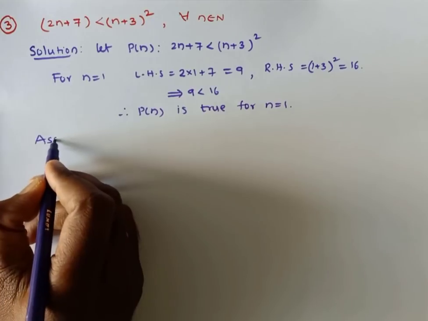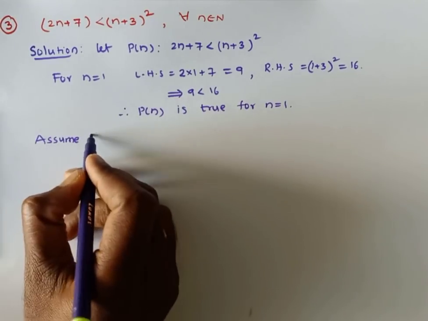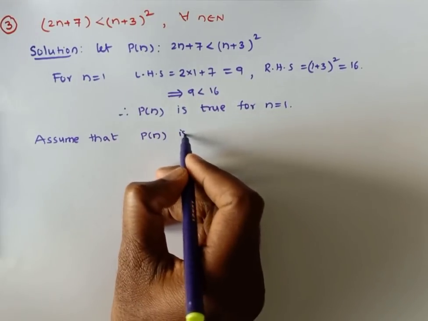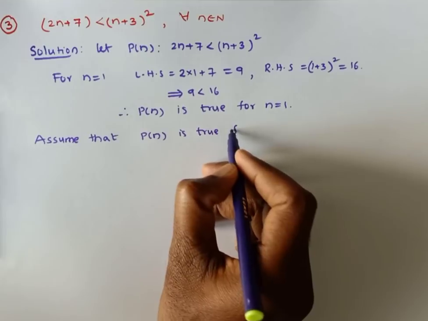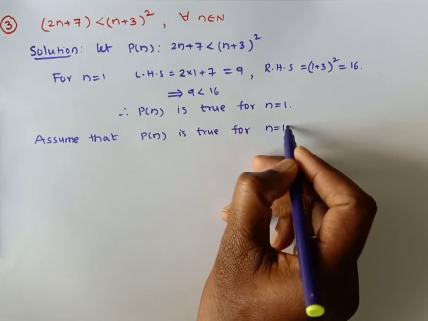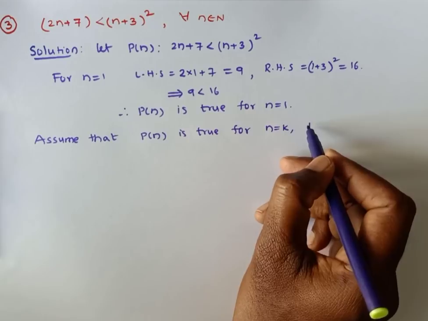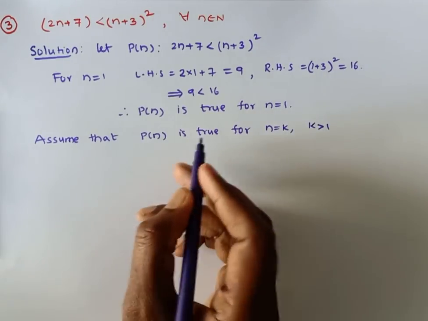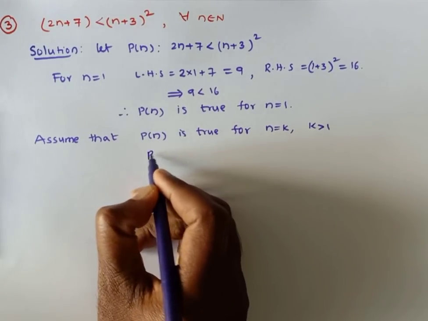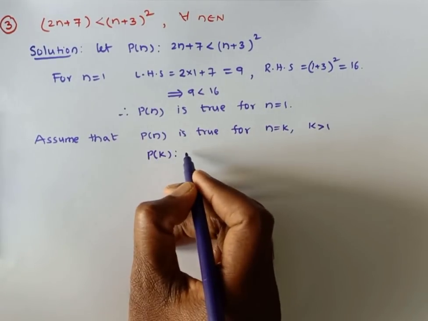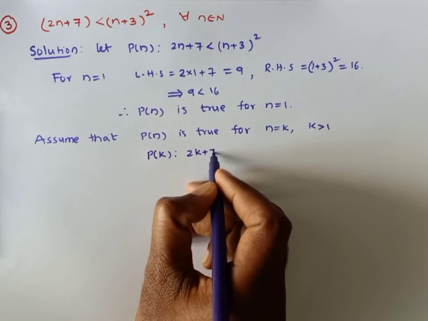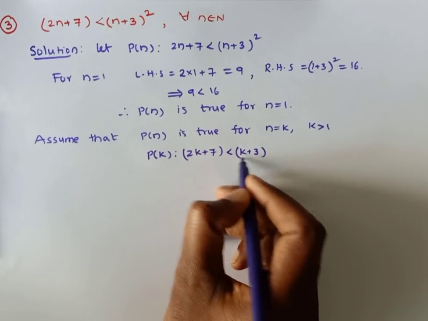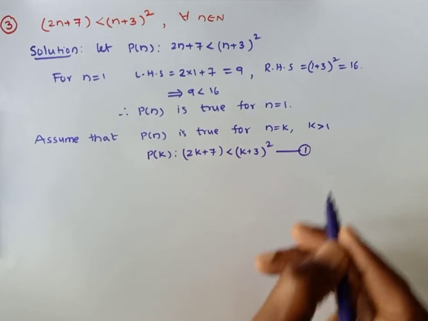Next, the second step is our assumption. Assume that P of n is true for n equals to k, where k is greater than 1. Now P of k is, that is 2k plus 7 is less than (k plus 3) whole square. So let it be inequality 1.